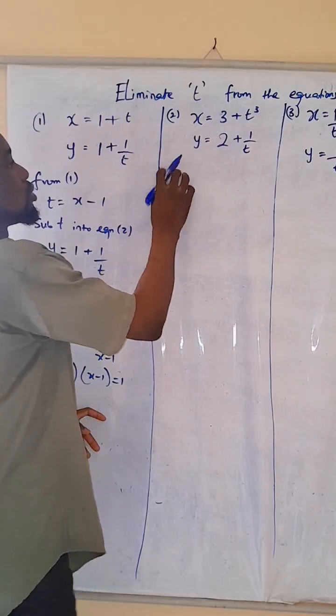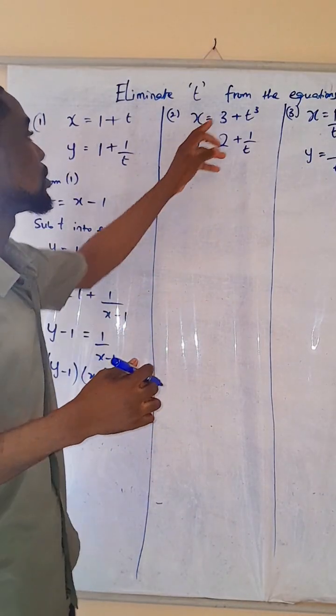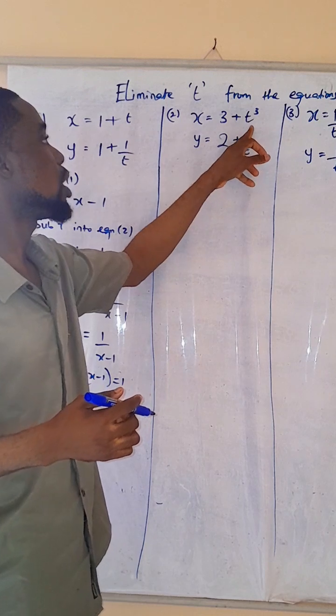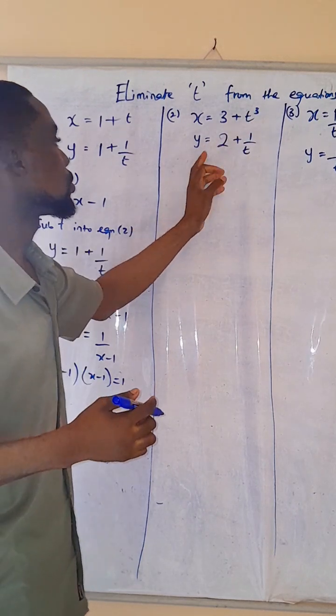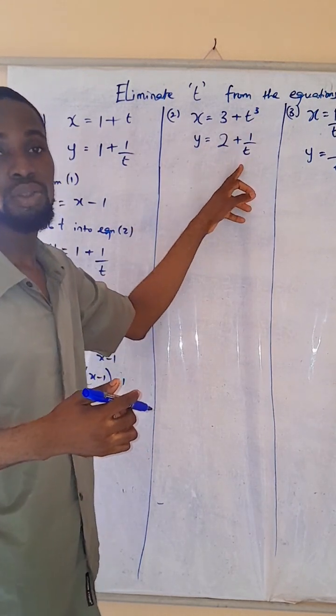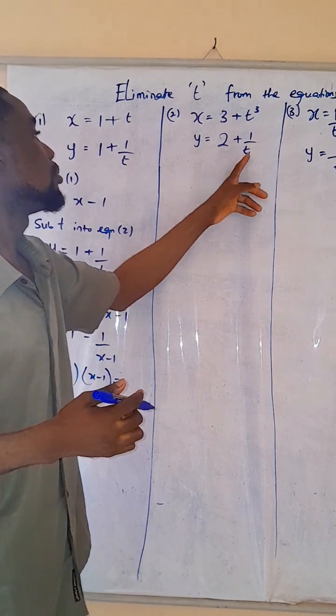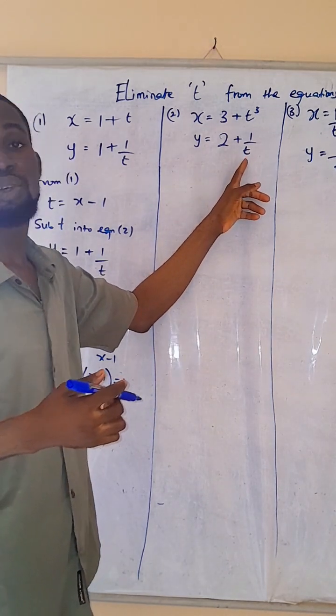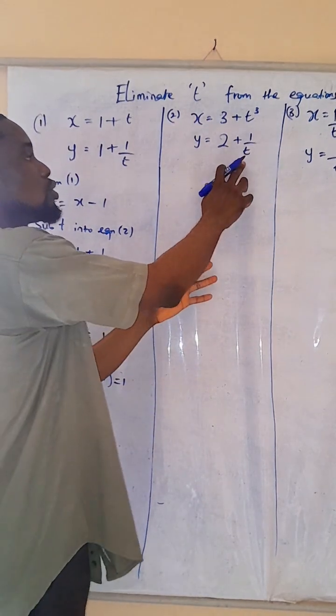So, for number 2, what do I do here? Looking at equation 1, t's power is 3. Equation 2, t's power is 1. So the best for me is to make t the subject of the formula from equation 2.